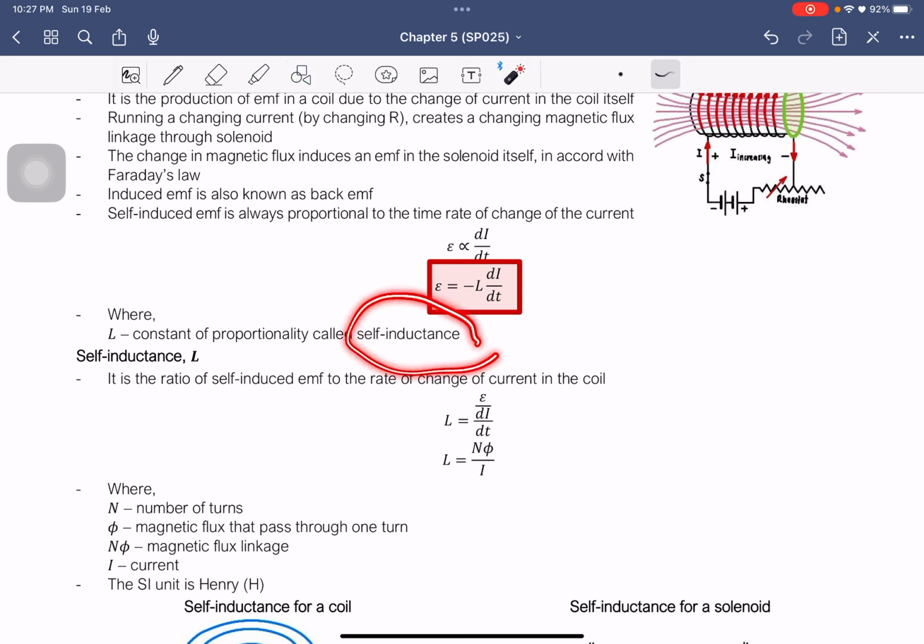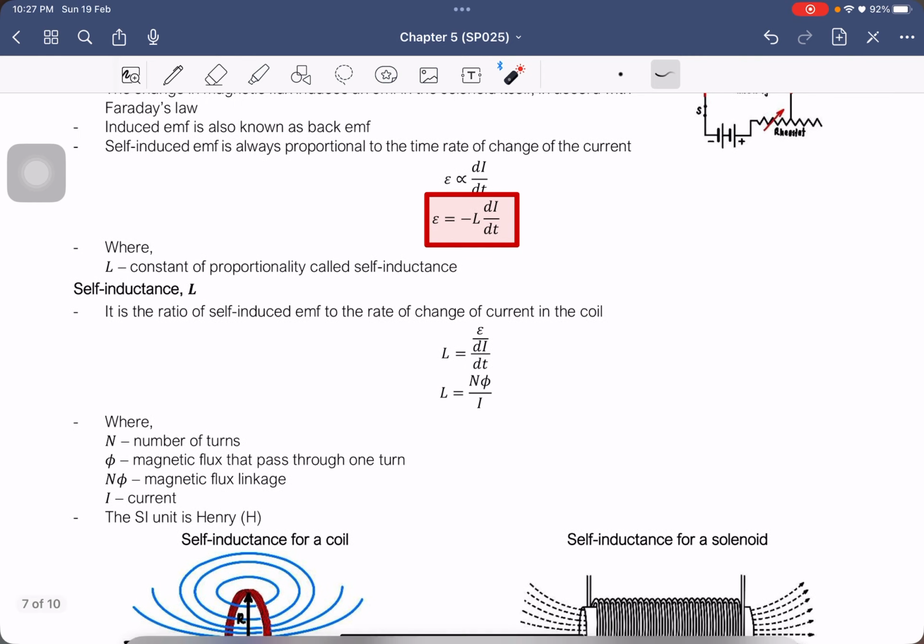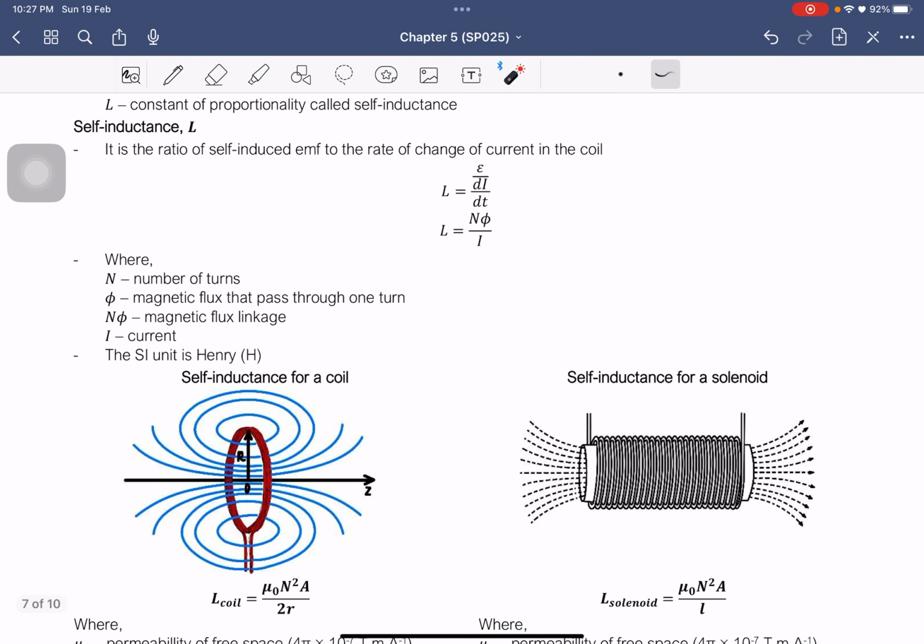where L is the constant of proportionality, which is known as self-inductance. So what is self-inductance simply? It is the ratio of self-induced EMF to the rate of change of current in the coil. So the formula for L is actually NΦ over I, or if it is given with a division, you can use either this equation or this one. Alright, then the SI unit for self-inductance is Henry, which is my father's name.